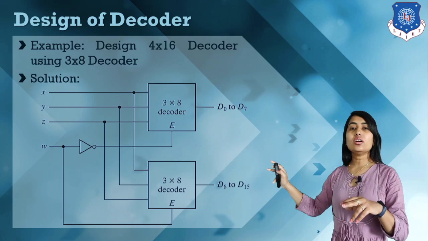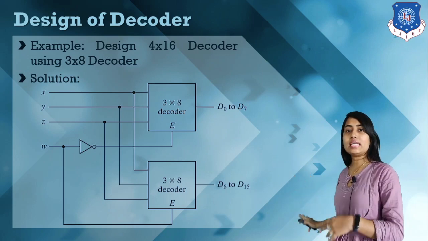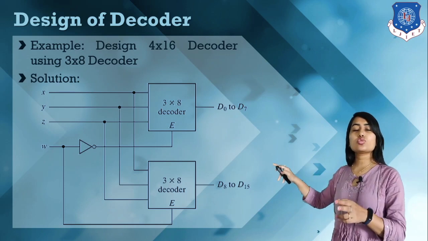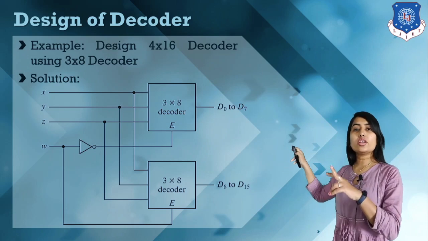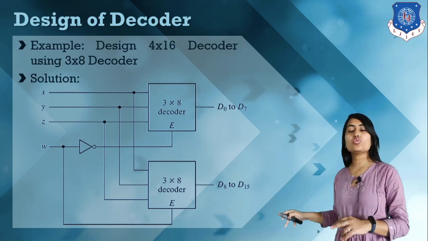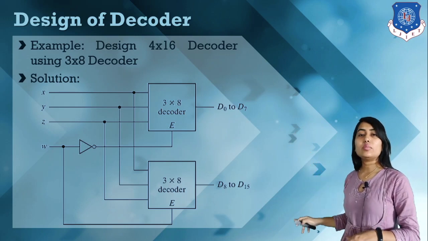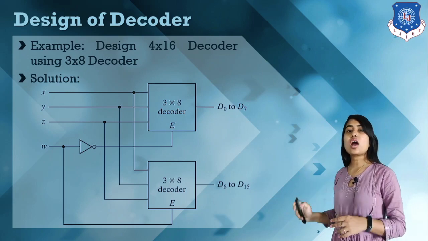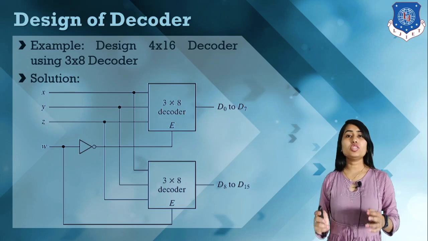Okay, so here we connect W with inversion to the first enable and W directly to the enable of the second. Okay, so whenever W is equal to 0, E is equal to 1, so the first decoder works, and whenever W is equal to 1, the first decoder's enable line is equal to 0, the second enable line E is equal to 1, so the second decoder works. Okay, so this is how this 4x16 decoder works with the help of 3x8 decoders.